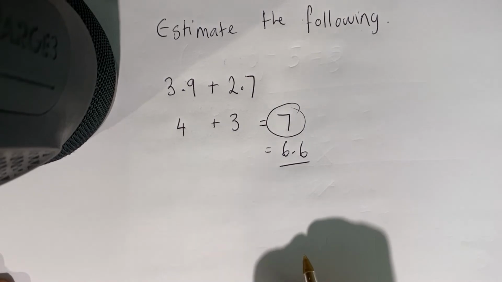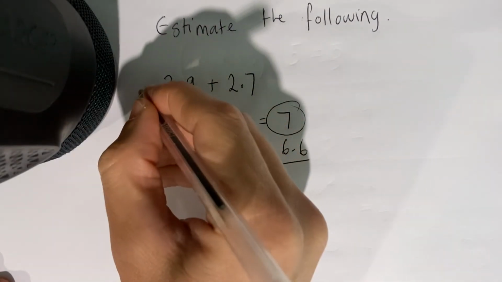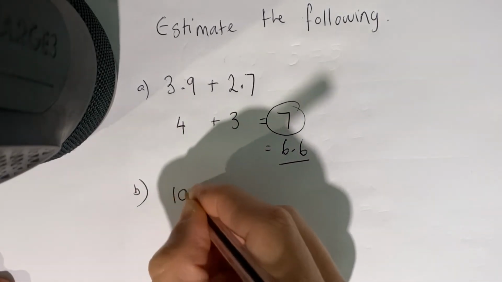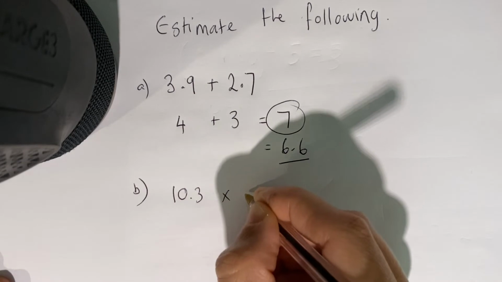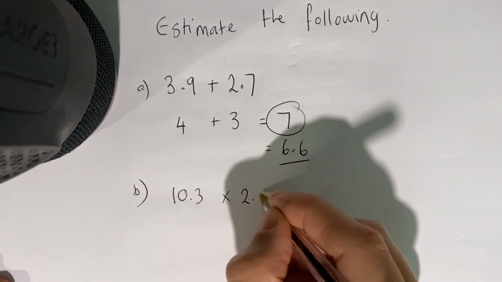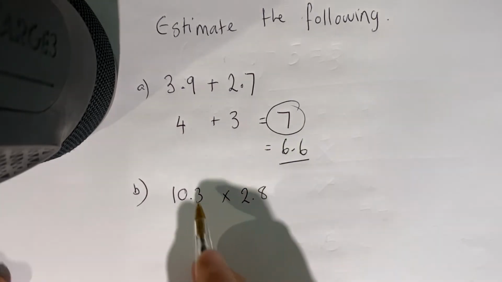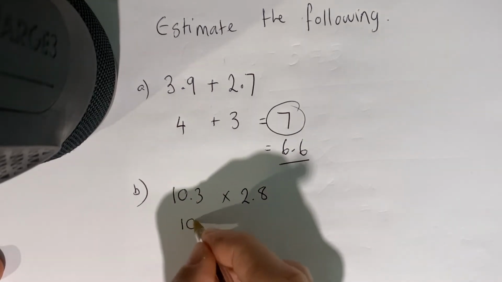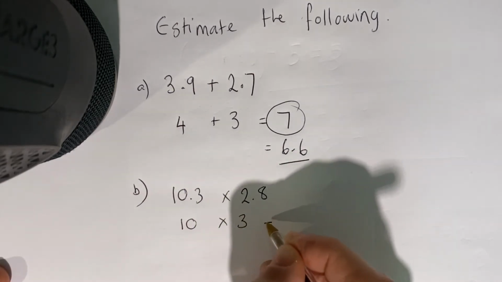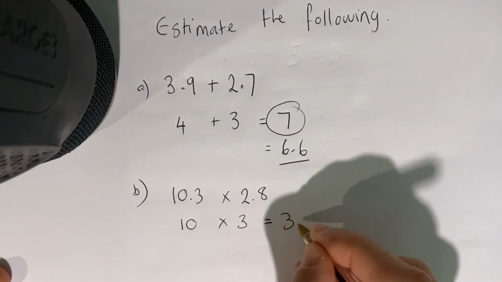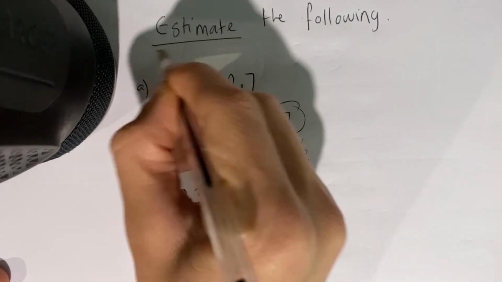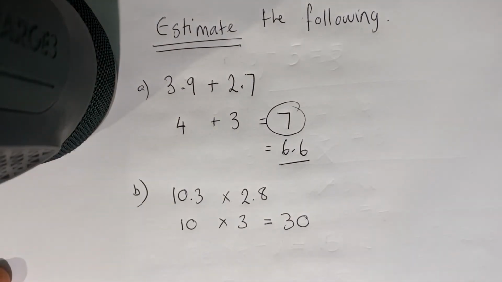Let's have another go at another one. Let's call this question A. Let's have a look at B. So we could have 10.3 times, I don't know, let's have 2.8. Okay, 10.3 is roughly 10. 2.8 is roughly 3. And here we know that this answer would be roughly 30. It's an estimate, so we don't have to be too convinced.